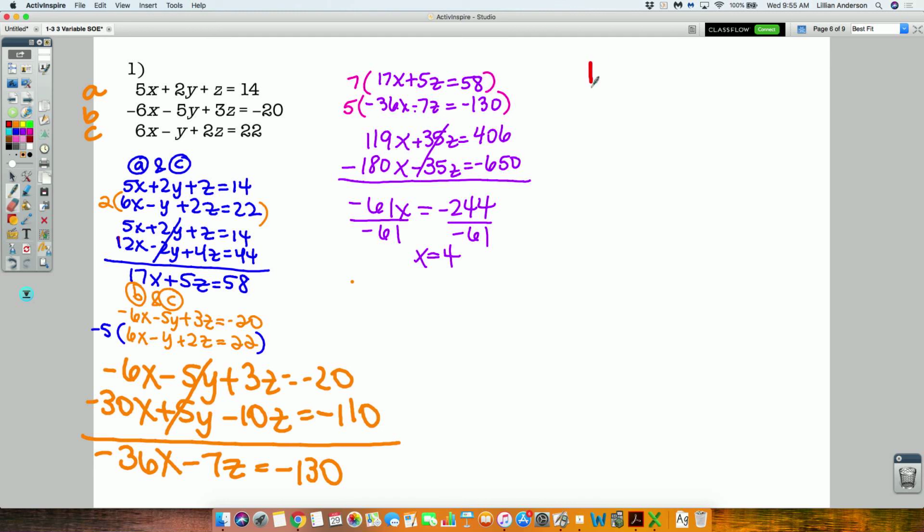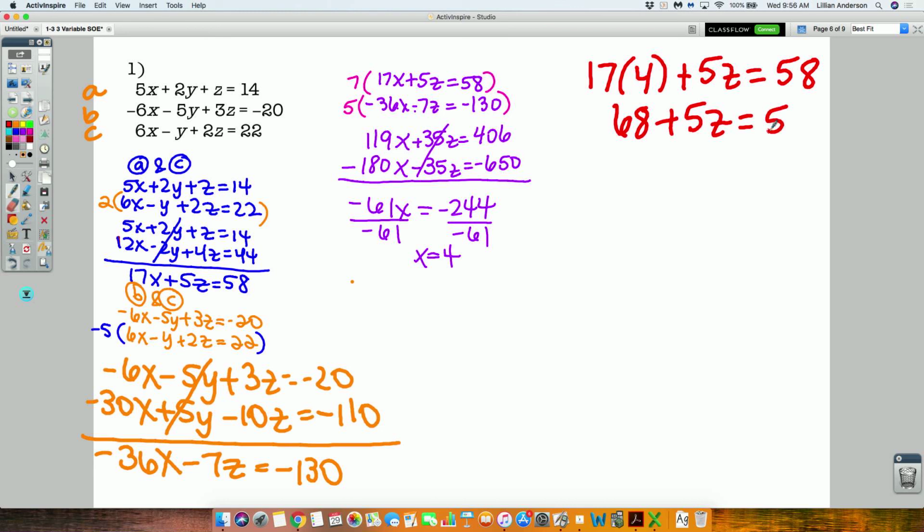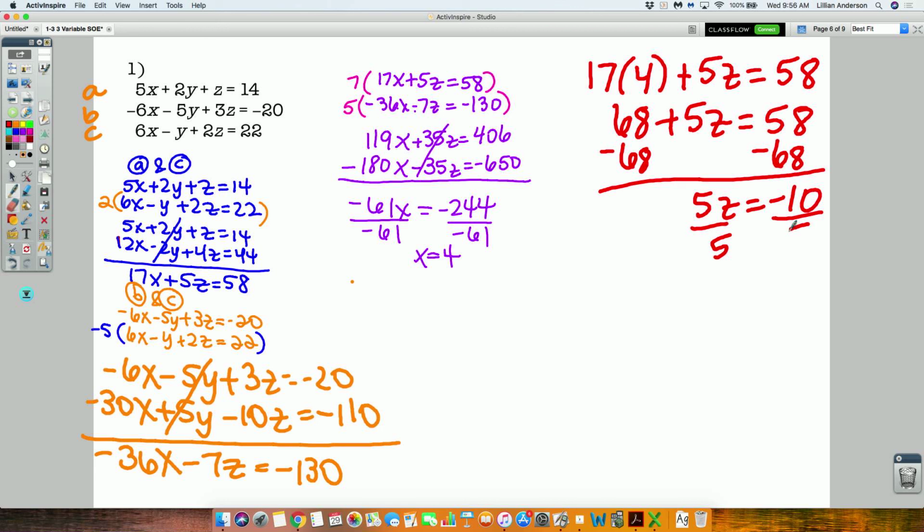Top one. So it's going to be 17 times 4 plus 5z equals 58. What's 17 times 4? How do I solve this? So we have 5z equals negative 10. Divide both sides by 5. z equals negative 2.